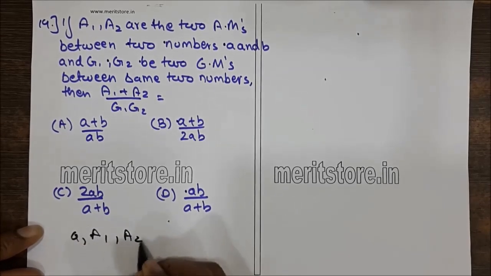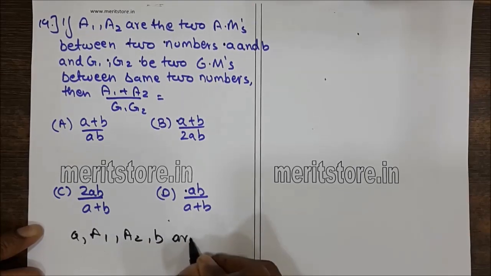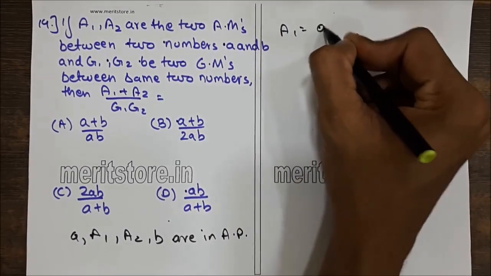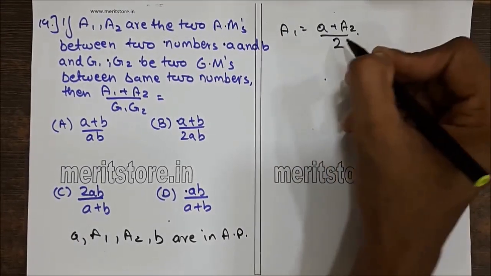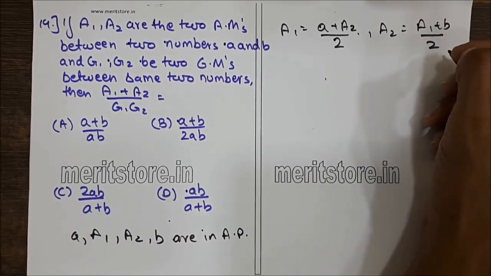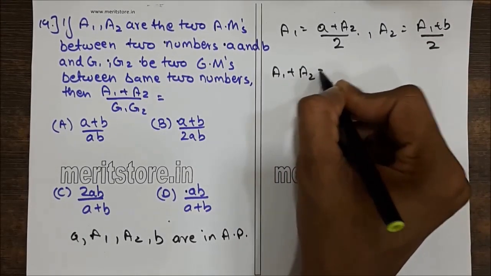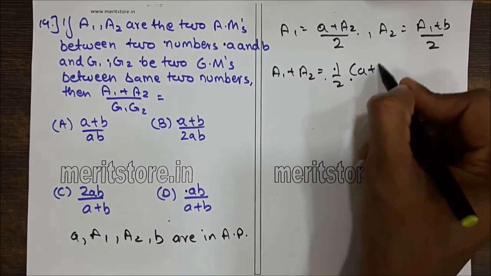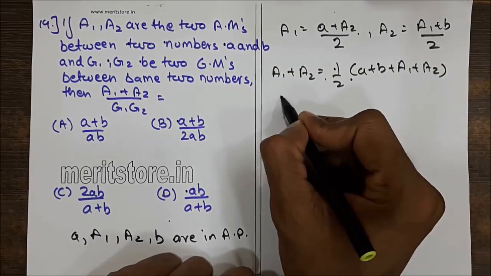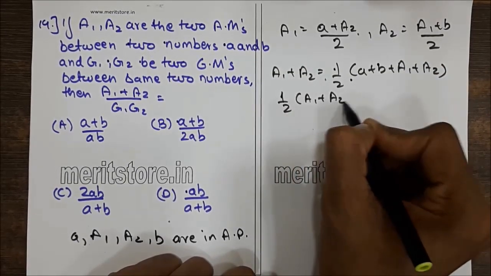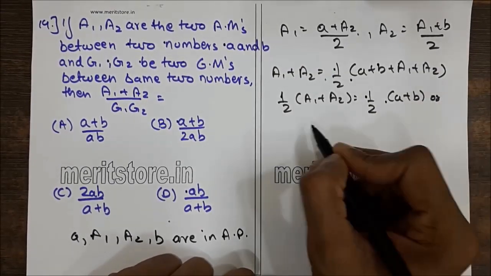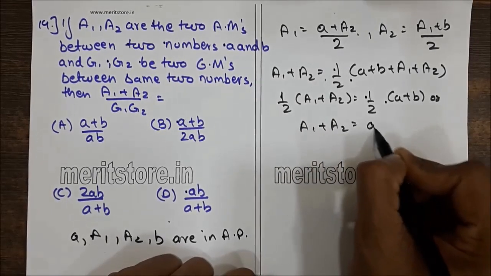a, A1, A2 and b are in AP, so A1 can be written as a plus A2 upon 2 and A2 as A1 plus b upon 2. So adding A1 plus A2, we get half of a plus b plus half of A1 plus A2, and this can be written as half of A1 plus A2 equal to half of a plus b, or can be written as A1 plus A2 equal to a plus b.